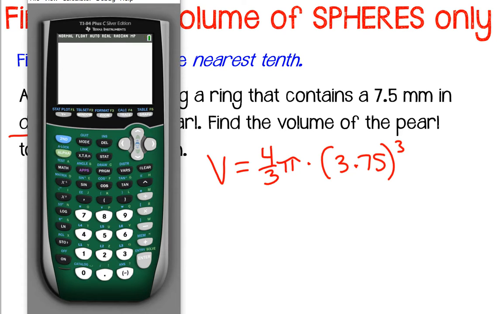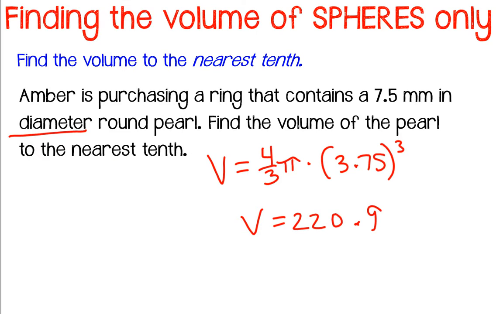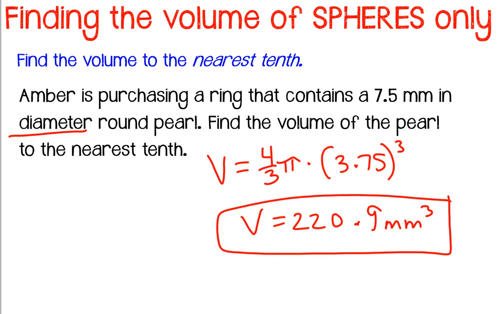So now I'm going to get my calculator ready. Type 4/3 times pi times 3.75 raised up to the third power. So my volume is 220.9 millimeters cubed. And that's how you use the volume formula. As long as you have a calculator, this math will be pretty simple.